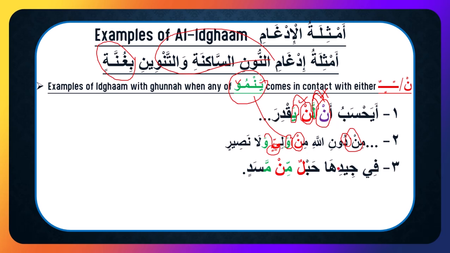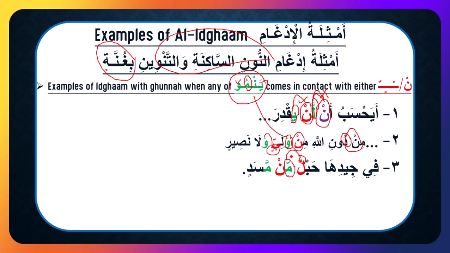Moving on, we have the next example that says fi jidha hablum min masad. Now we have two scenarios here. The first one, we have a tanween, and in the tanween, of course, we know this is Nuun Sakinah, but the letter that follows is a mim, and mim, without doubt, is the third letter when we say yanmu. So mim is a letter of idgham bi ghunnah, meaning we are going to be entering the tanween into the mim with ghunnah. So we say habelum mim, habelum mi.